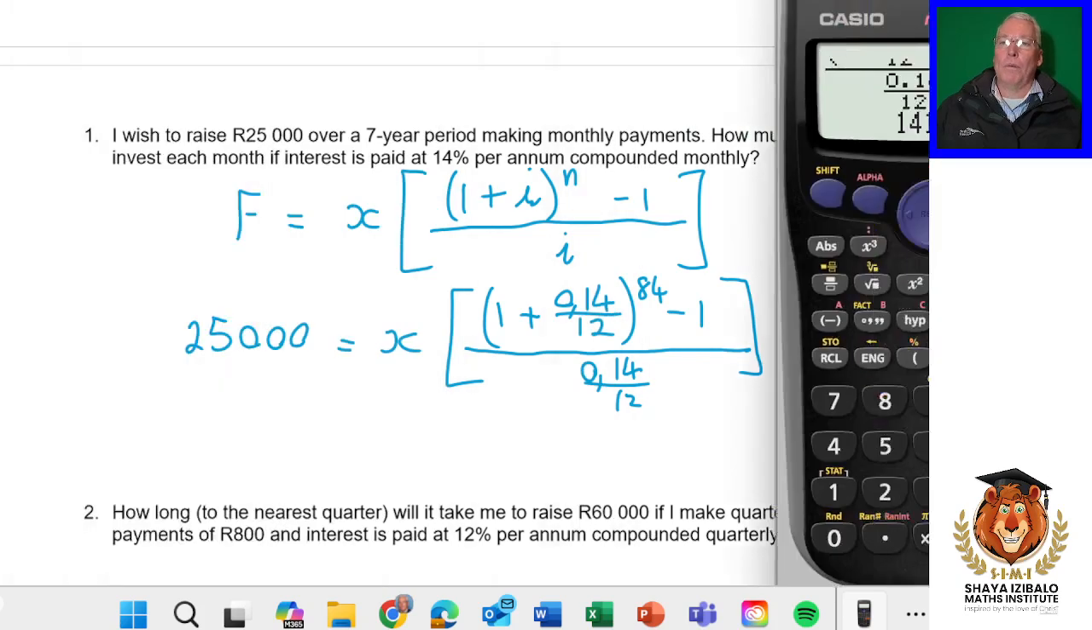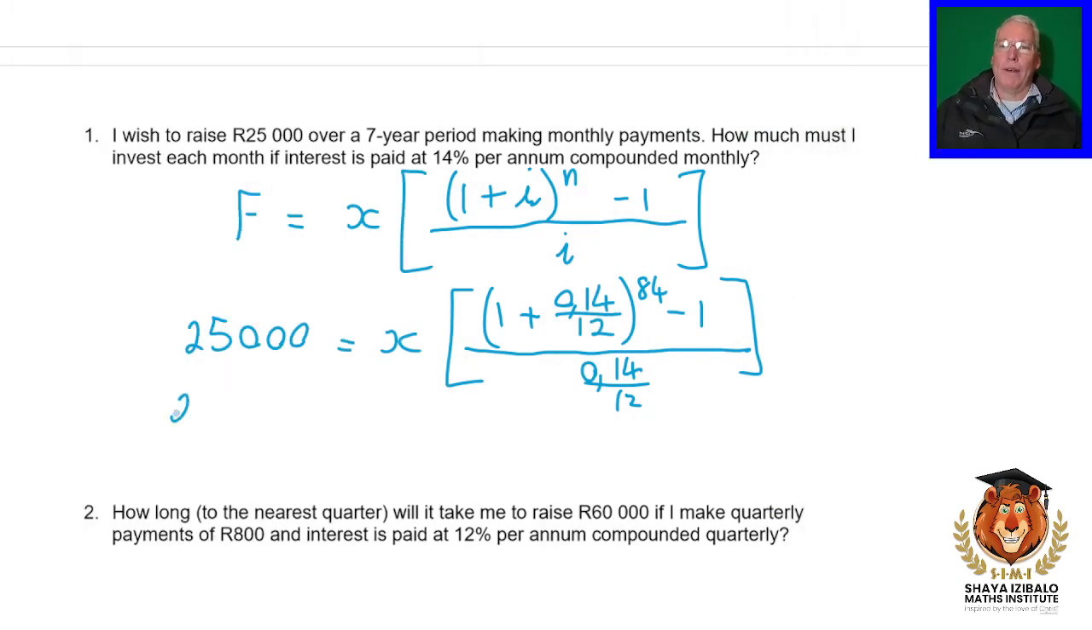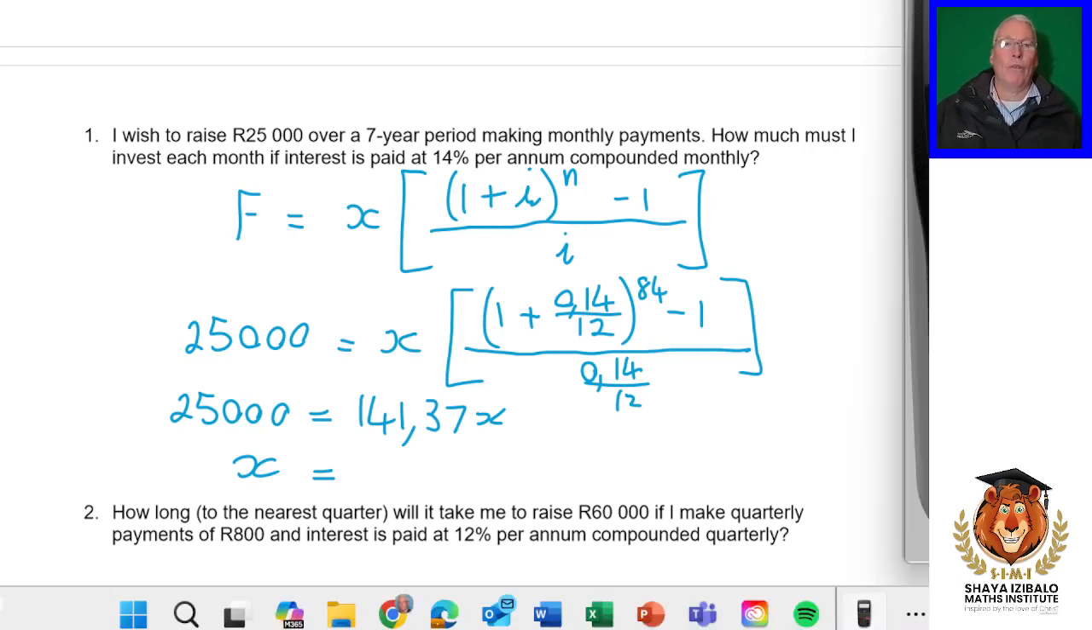Now what we've basically got here is 25,000 is 141.37x. What must I do to both sides to get x? Yeah, that's right. I must just take the 25,000 and divide by this number. Now remember, we want to divide by that exact number, not the rounded off number.